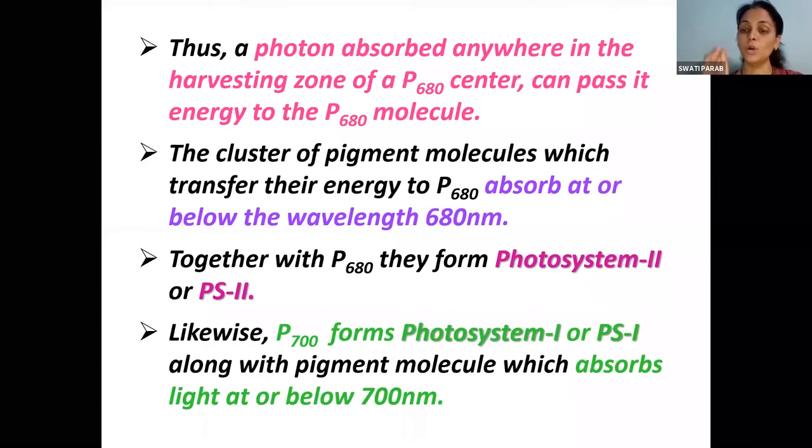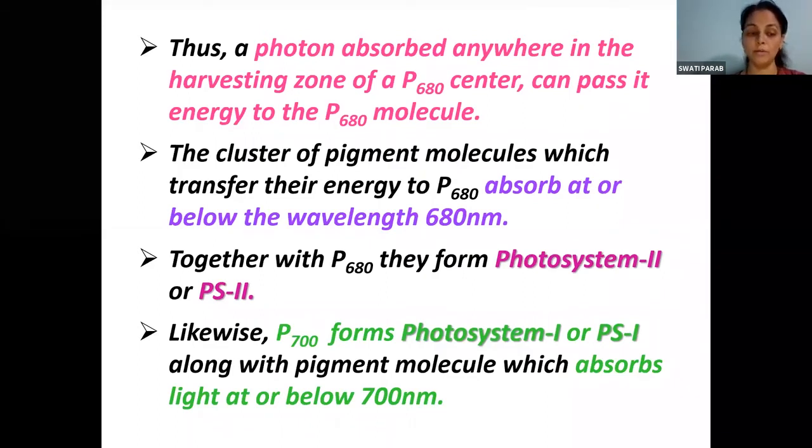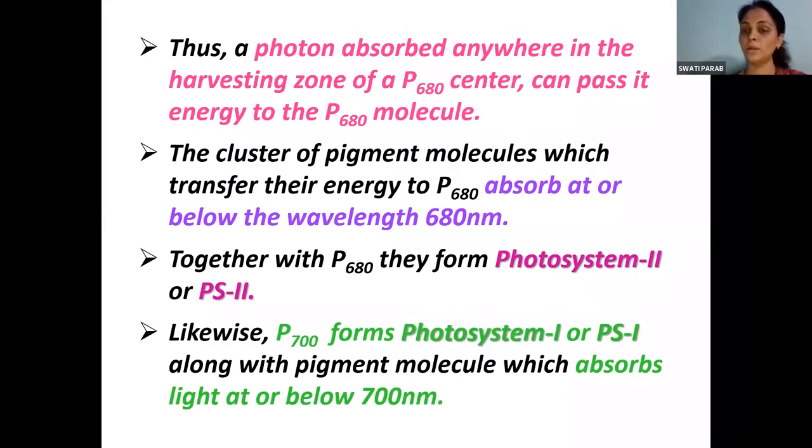So in photolysis of water, PS1 is not going to take part. The end product of the light reaction, oxygen, is released by photolysis of water, and in that only PS2 is involved, not PS1. Write down as point number 3: PS1 is not involved in photolysis of water.